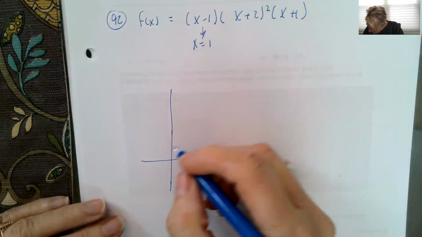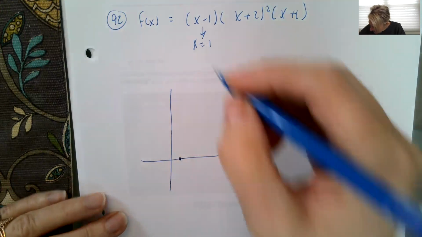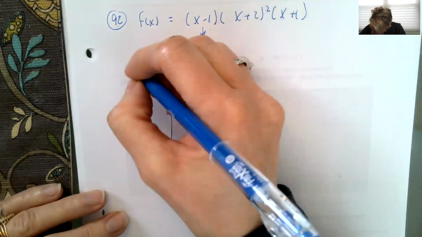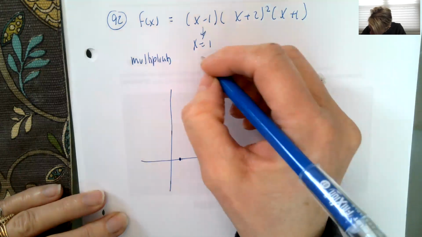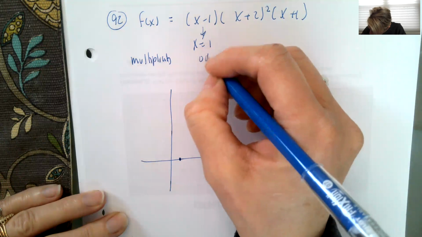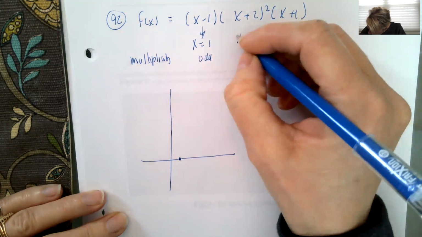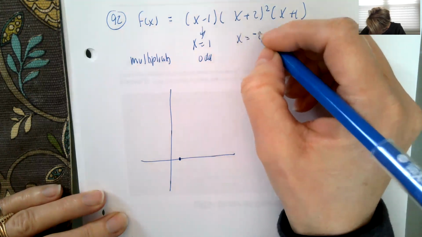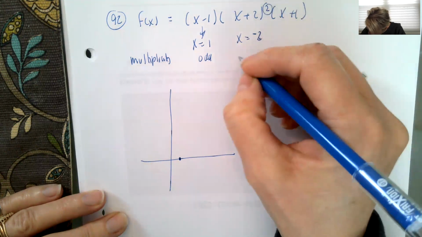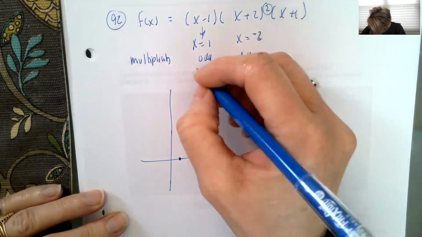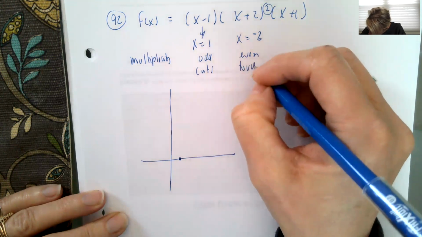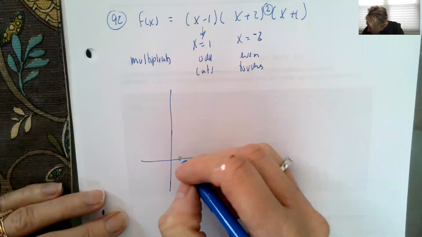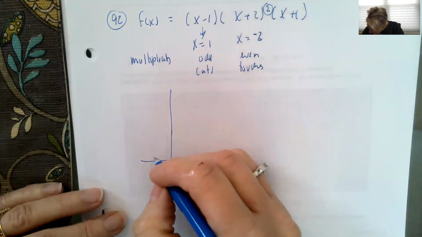So we know we've got a zero at 1. And its multiplicity, let's just write this out, that'll tell us if it cuts or not. So it's an odd multiplicity. This is equal to -2, and it's an even multiplicity. So the odd cuts, the even touches. And that's at -2.